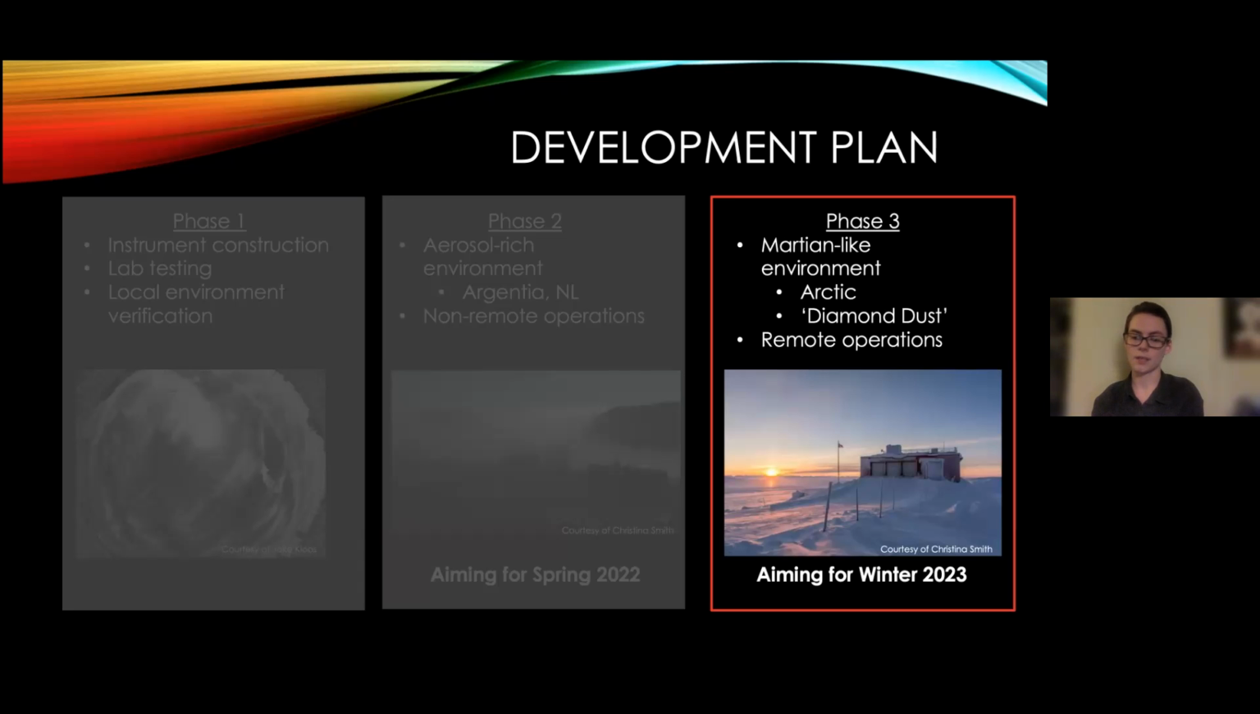have this, what is considered diamond dust, or very fine water ice particles in the atmosphere, which is very similar to a Martian-like environment. And this will most likely be remote operations with Maple, as testing what it would be like on Mars.